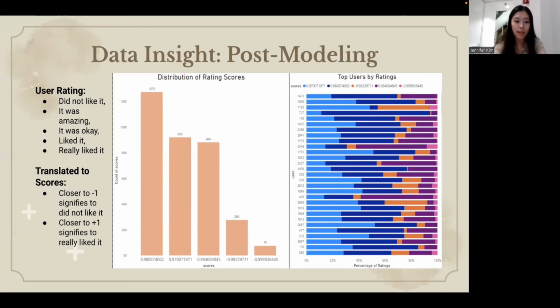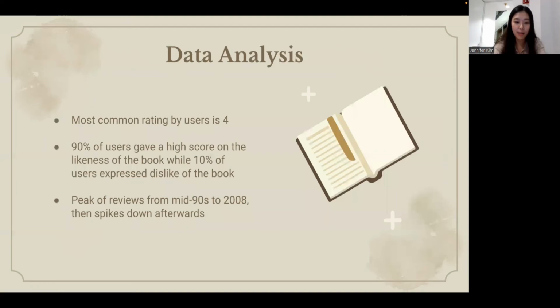So for our next slide, what are some analyses we found from the visualizations is that we saw that the distribution of ratings is centered around 4. So most of the users seem to like the book that they're reading. And further, we can conclude that roughly 90% of users gave a high score on the likeness of the book, while 10% expressed dislike of the book. So I will hand it over to Nigel now for the next slide.